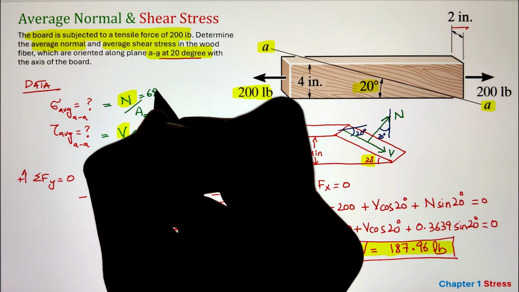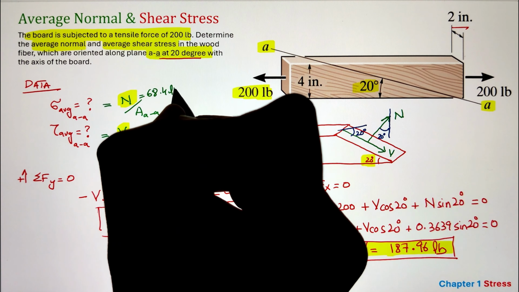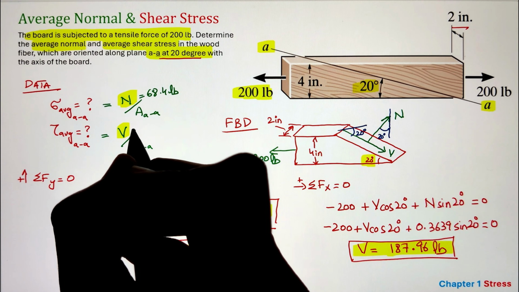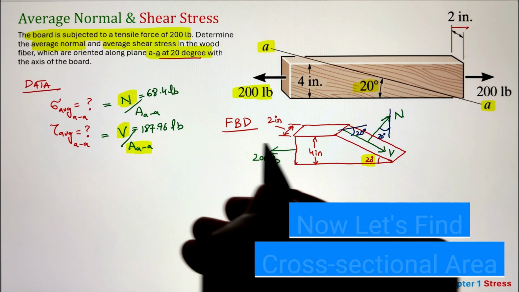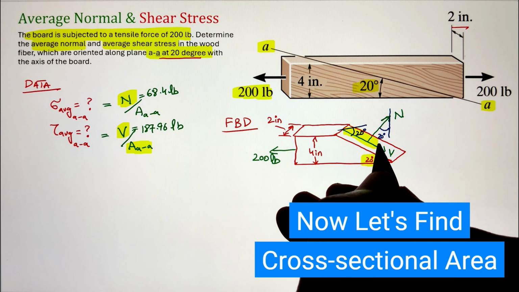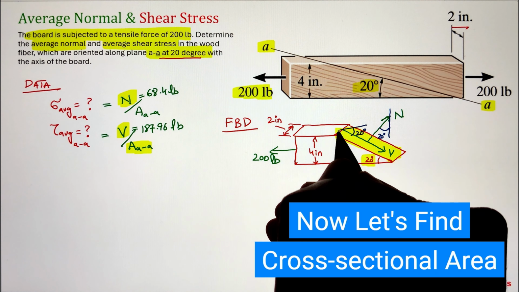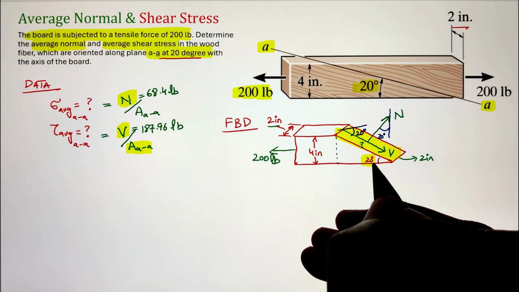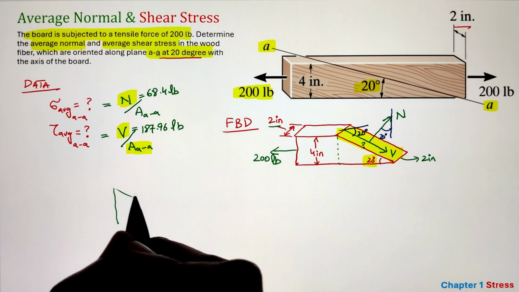Now, once we have identified both our normal and shear forces, next we have to identify that cross-sectional area at which our shear force and normal force are acting. So we are looking for area A. We already know one of the dimensions of that rectangular cross-sectional area that is inclined, that is 2 inches given by the width of the board. However, we still need that inclined surface length given as a question mark here.